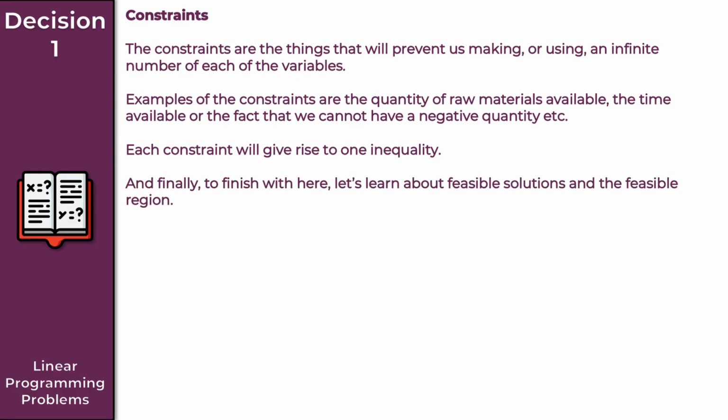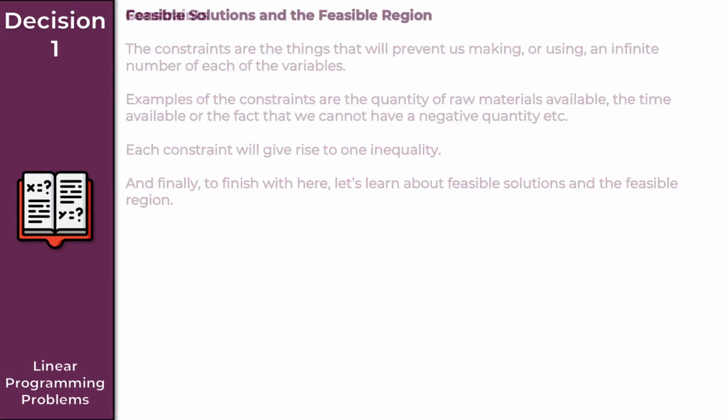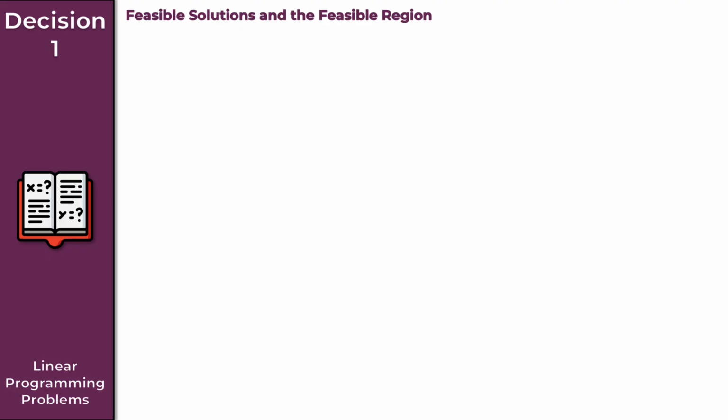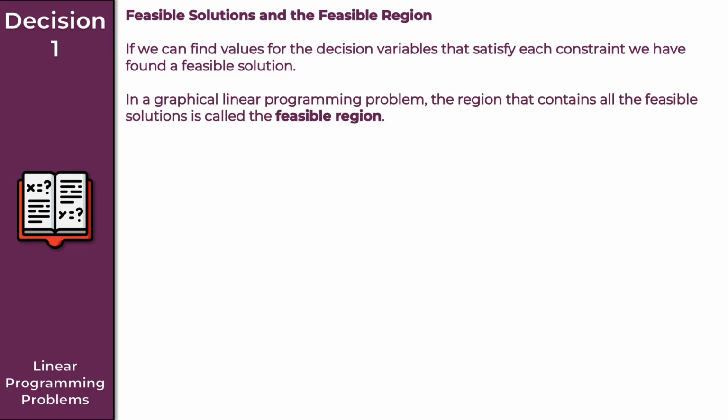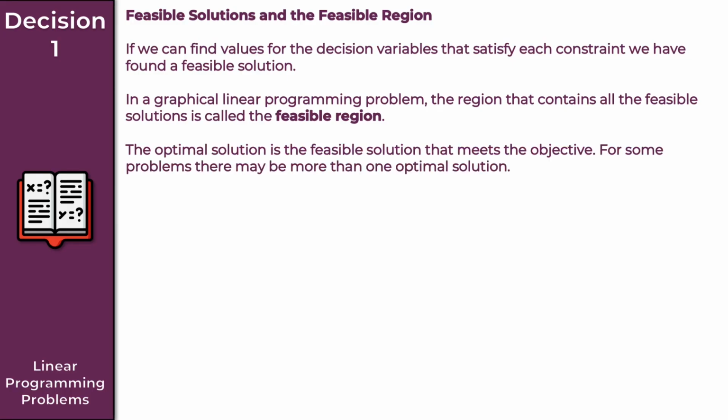And then finally, let's learn about feasible solutions and also the feasible region. If we can find values for the decision variables that satisfy each constraint, we have found a feasible solution. For a graphical linear programming problem, the region that contains all the feasible solutions is what we call the feasible region. Now, the optimal solution is the feasible solution that meets the objective. And for some problems, there may be more than one optimal solution.